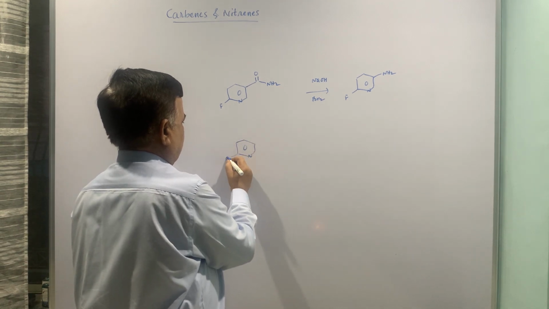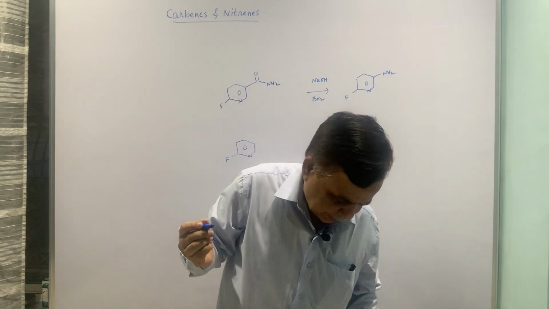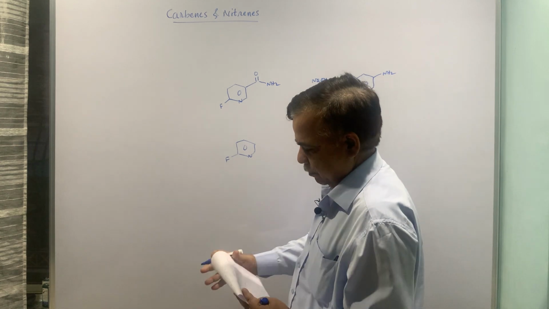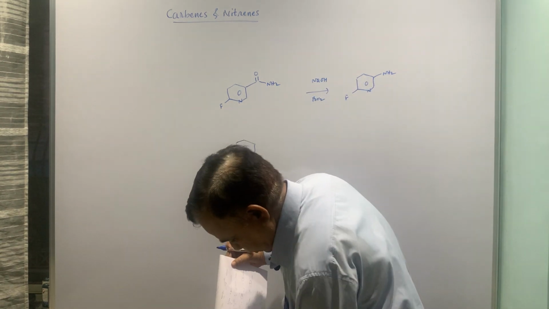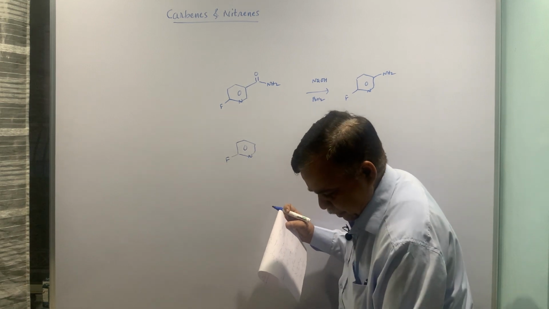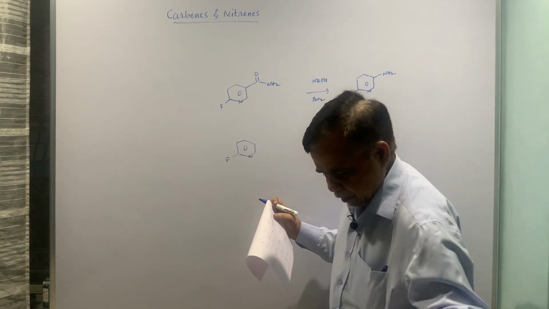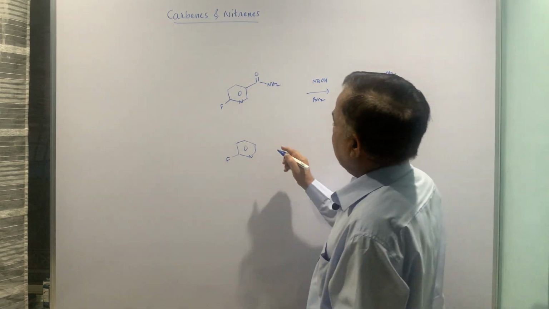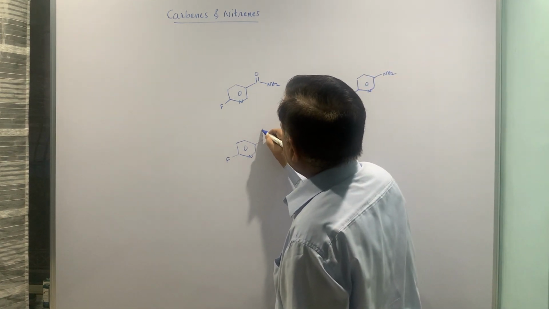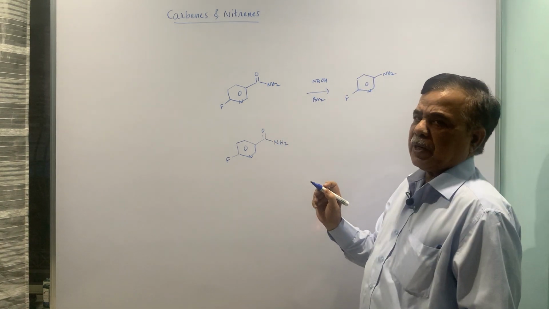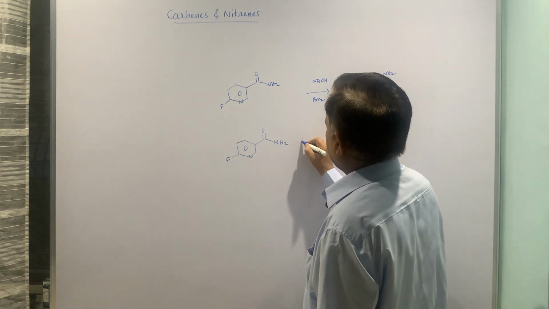I am just drawing this aromatic ring because we are not doing anything to that aromatic ring. This aromatic ring is not taking part in the reaction, but the CONH2, the primary amide, is taking part in the reaction.